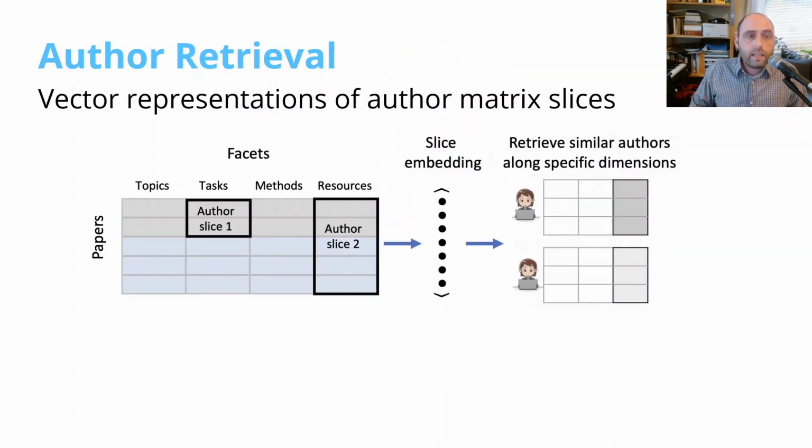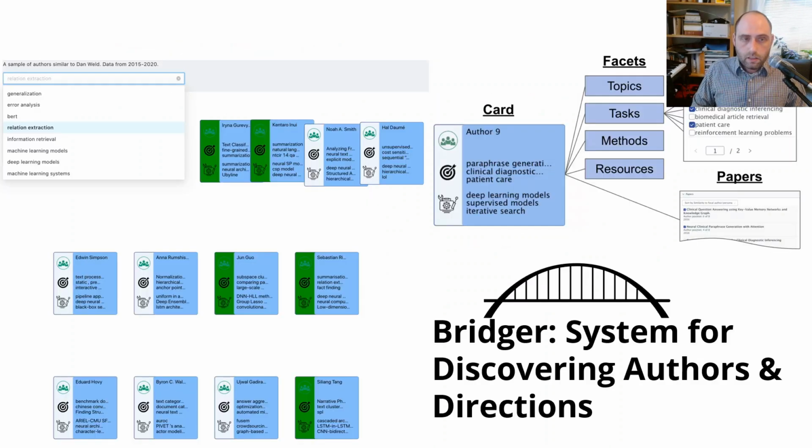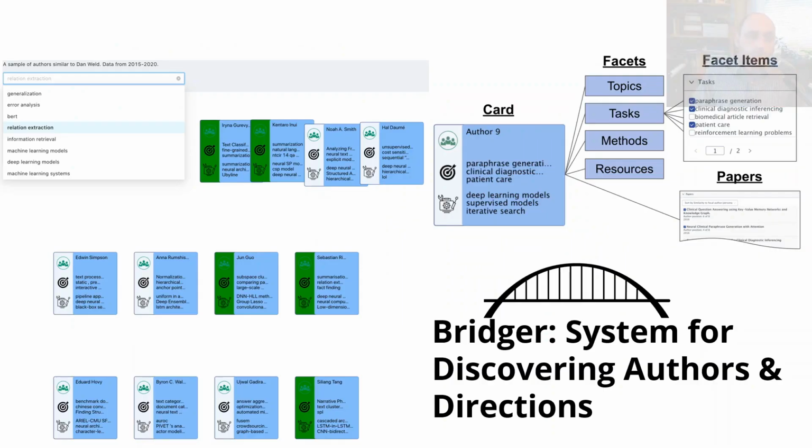And given this representation, we can now perform author retrieval. We can obtain vector representations for different slices of this matrix, for example, taking all the mentions of tasks in a specific cluster of papers, spans of text mentioning tasks, and aggregate them into an embedding that can be used to retrieve authors who are similar along specific dimensions.